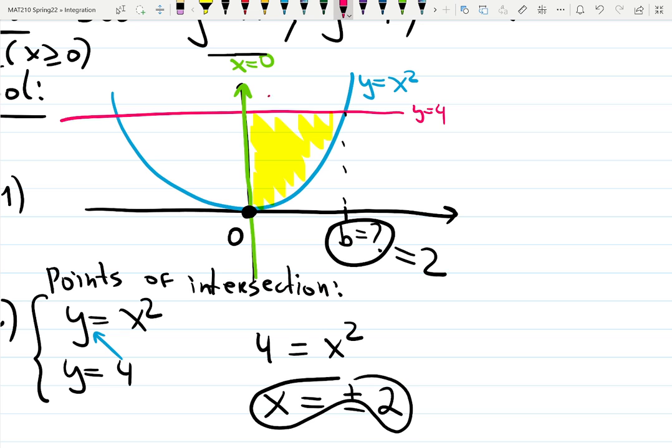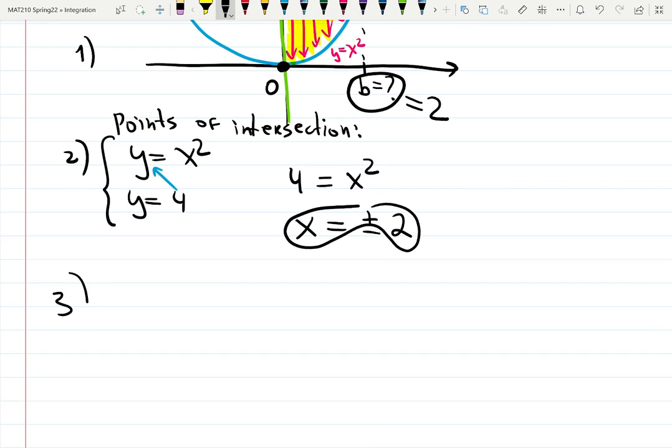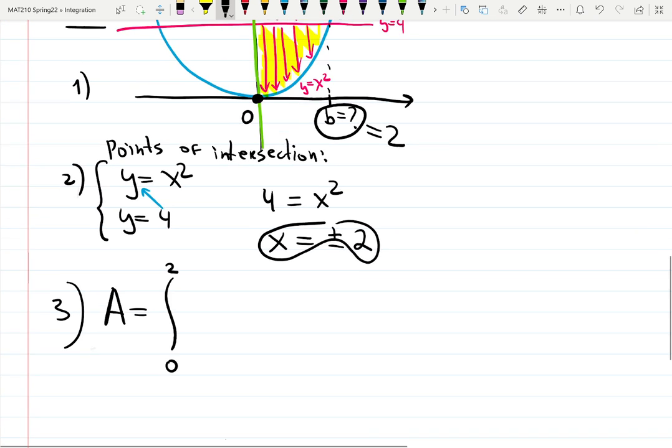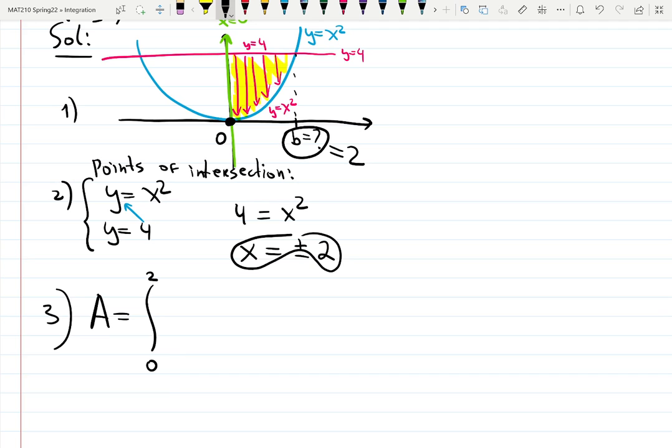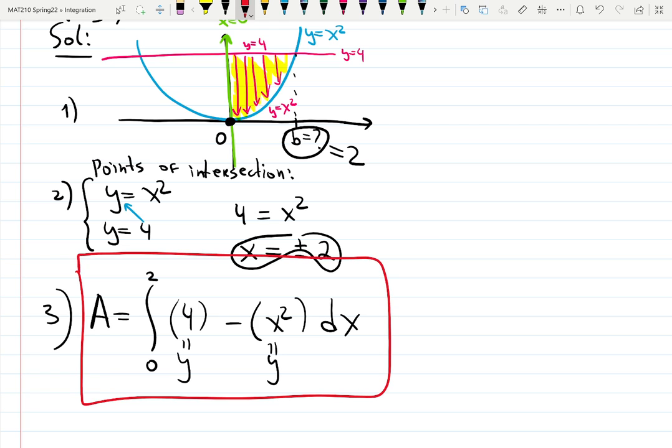What is the ceiling? Y equals 4 is the ceiling. What is the floor of this object? X squared is the floor. Y equals x squared. So the integral will be, let me build it, and then you can ask more. From 0 to 2, we found 2 from points of intersection. Ceiling, y equals 4, you just put 4, minus the floor, y equals x squared, dx.